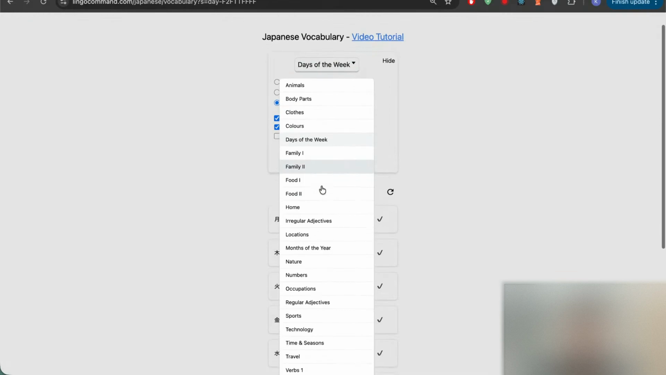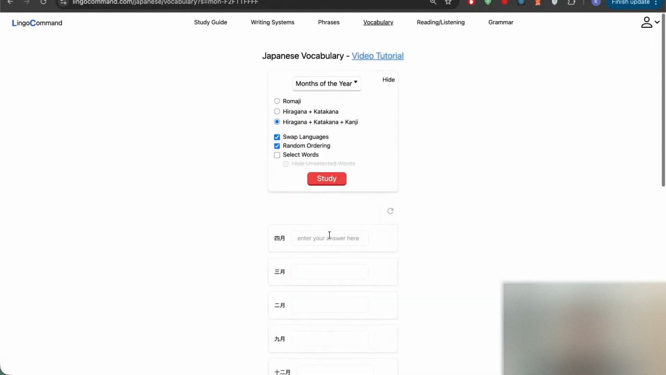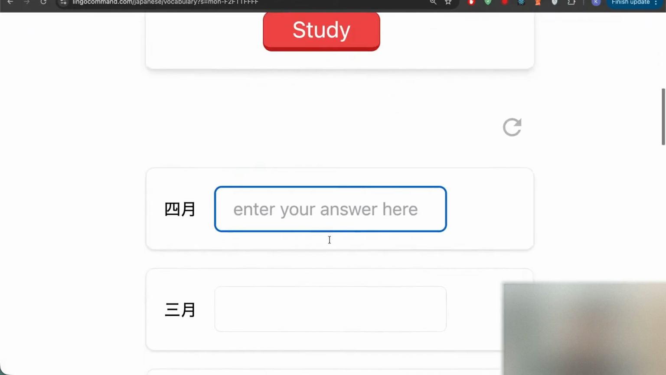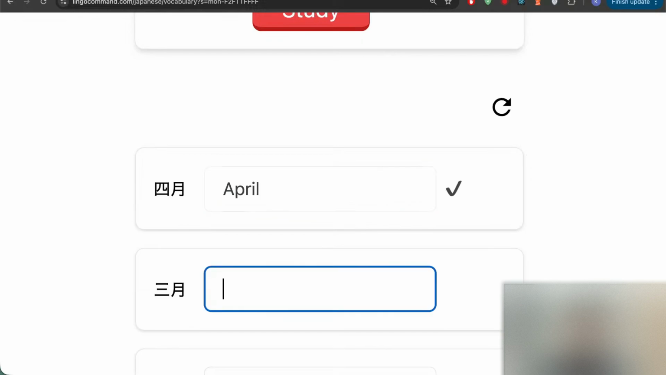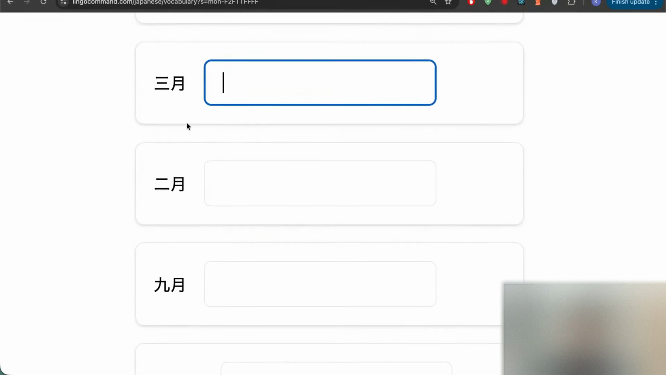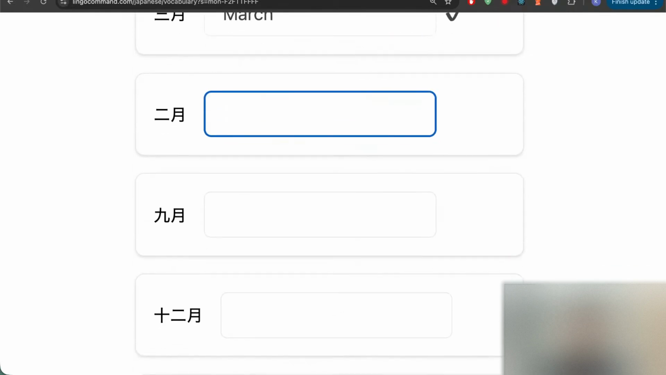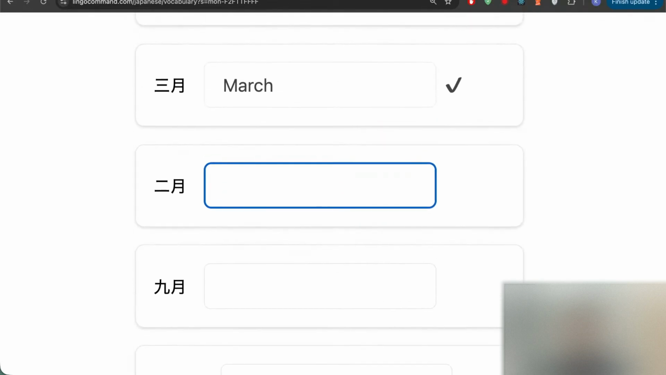Let's now try months of the year. This should be pretty straightforward, right? Because we're just looking at the numbers here. So it's April. This kanji here, it's the kanji for 3, right? So it's going to be March. Here the kanji is 2, ni. So this is February, because that's the second month of the year.